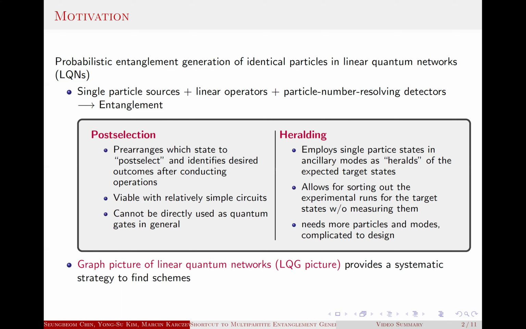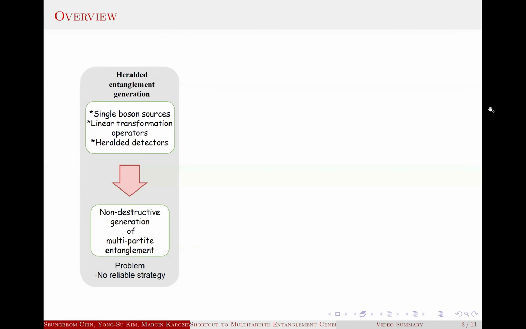In our work, we introduce a robust strategy to bridge this gap by utilizing a graph picture. Our graph picture is organized to describe the linear quantum networks, so we call it the graph picture of linear quantum networks, or simply LQG picture. This is the overview of our work.